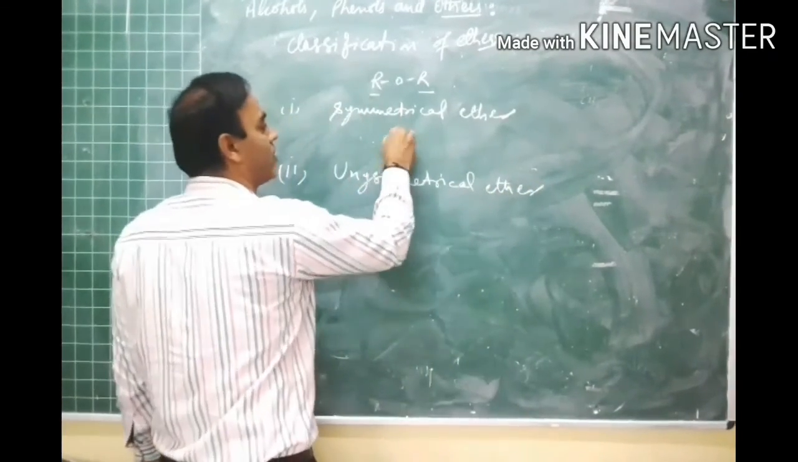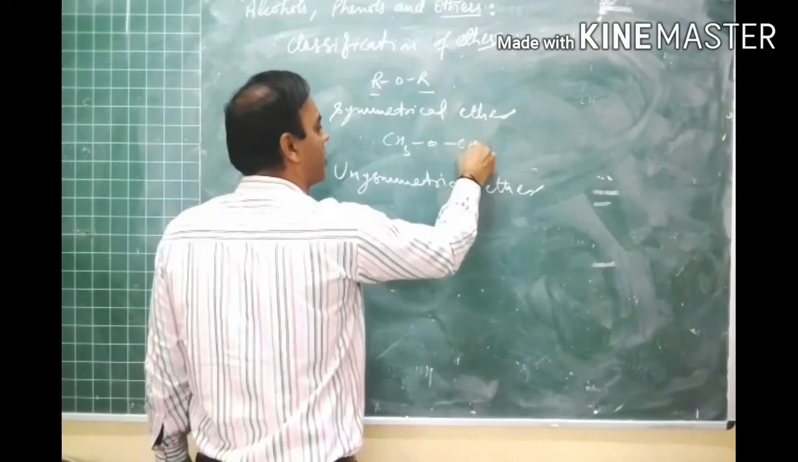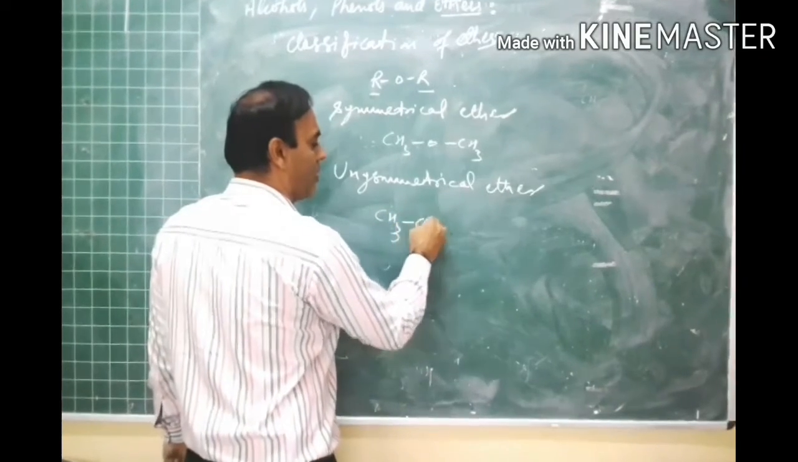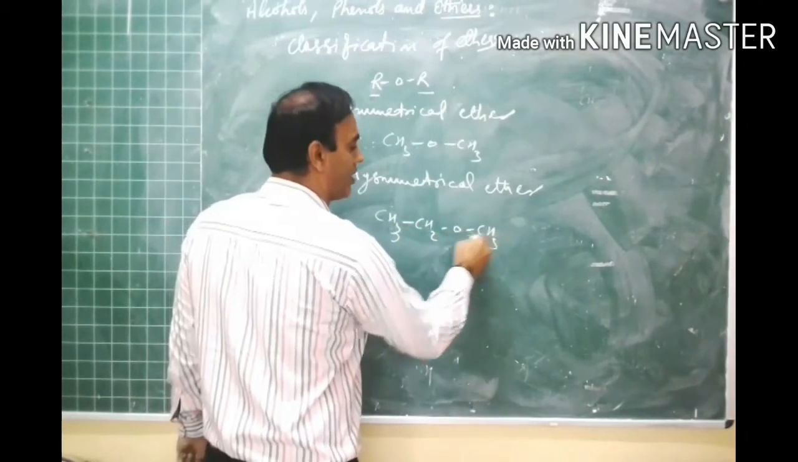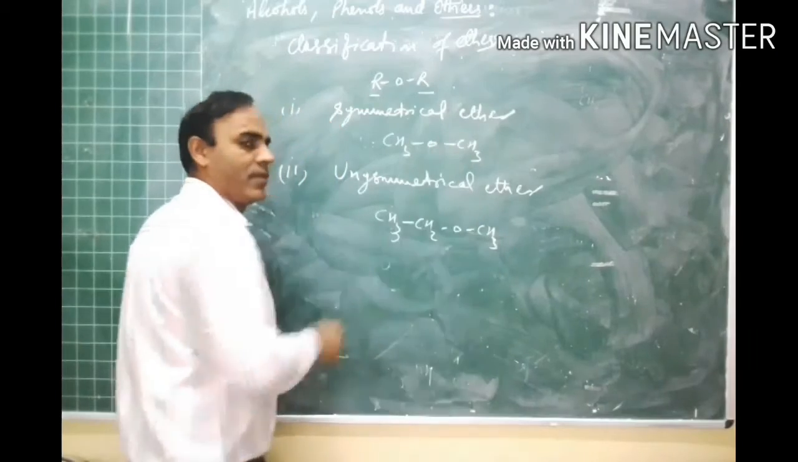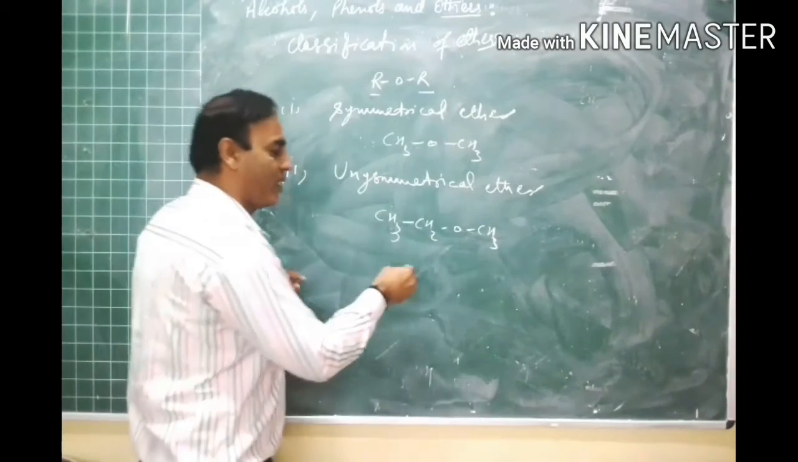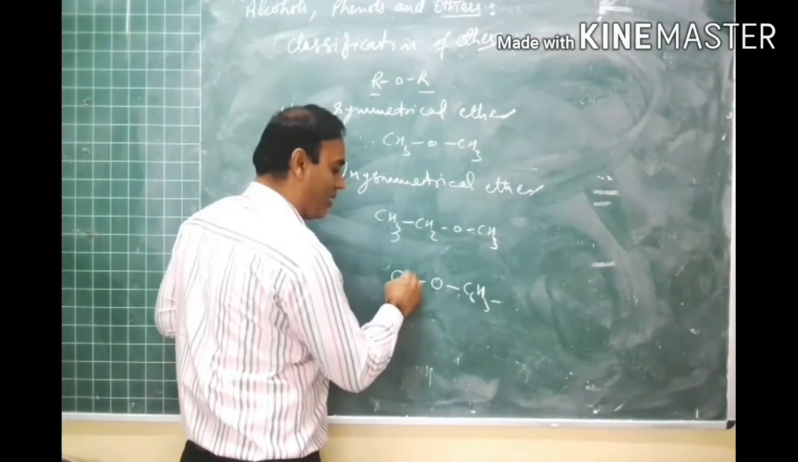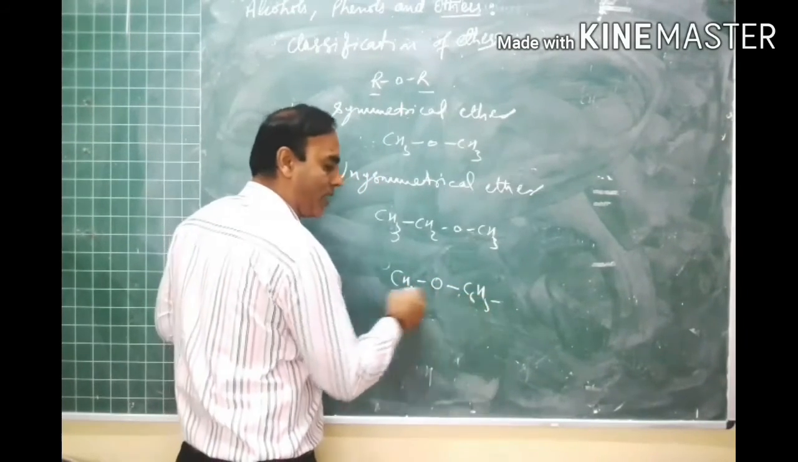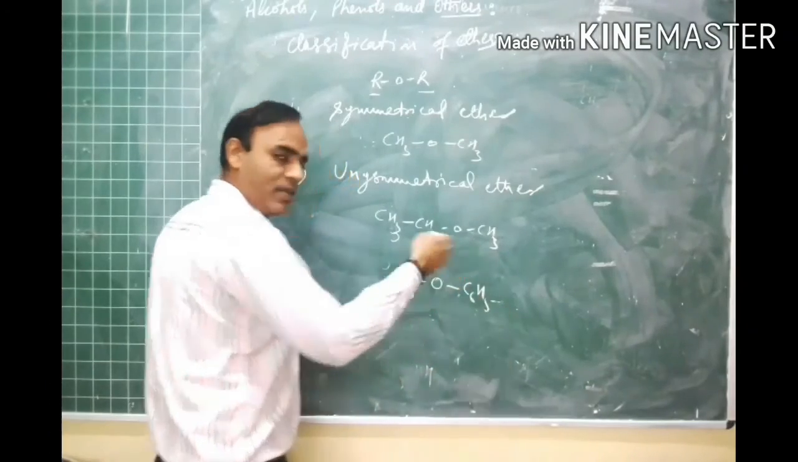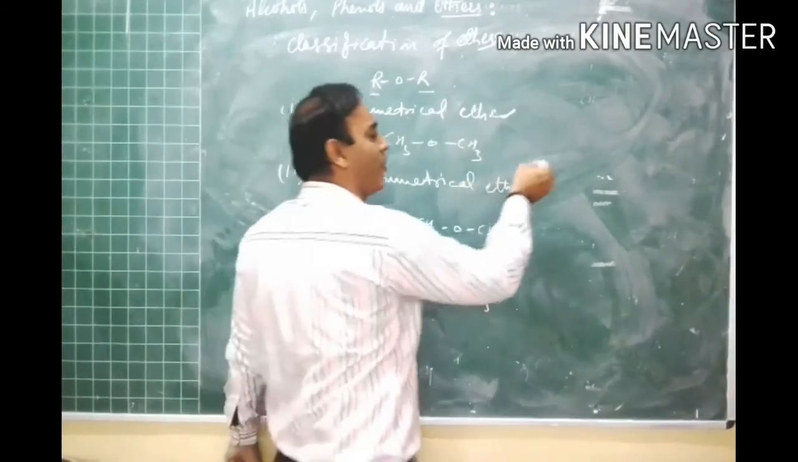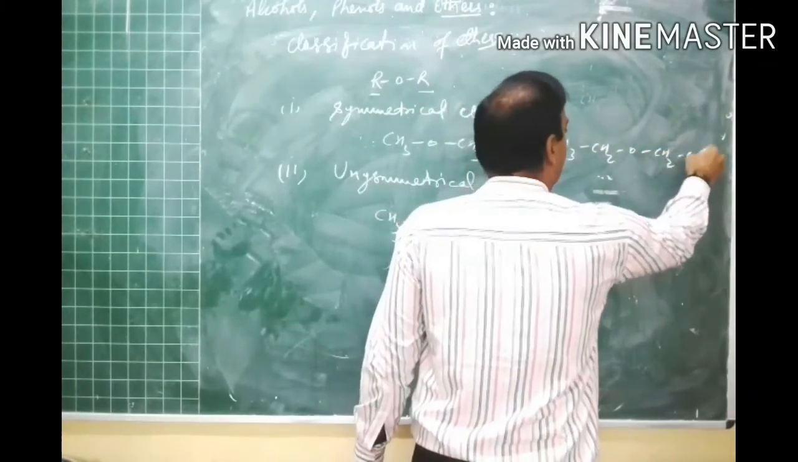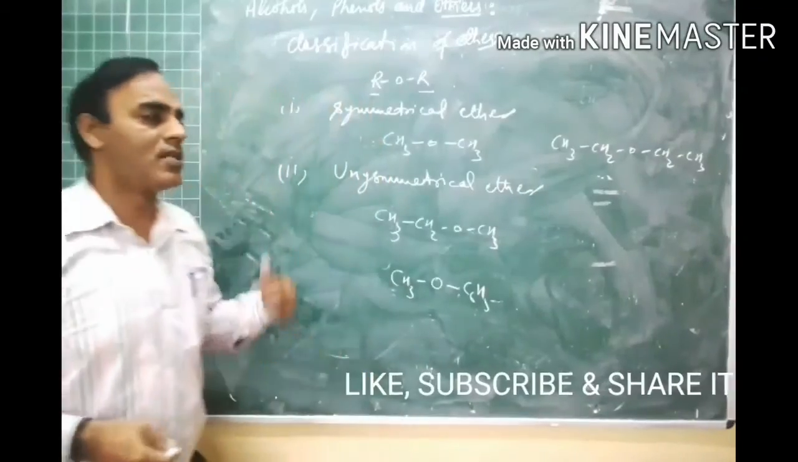For example, CH3-O-CH3, right? And in this case, CH3CH2-O-CH3. So this is unsymmetrical ether and this is symmetrical ether. We can take another example of unsymmetrical ether. For example, if I write here benzene and here CH3, so these two groups are different. So this is known as unsymmetrical ether. And another example of symmetrical ether, CH3CH2-O-CH2CH3. This is another example of symmetrical ethers.